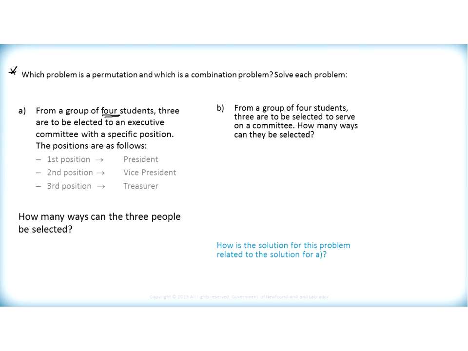Well, is order important? First question you need to ask yourself. And the answer is yes, order is important. Because if you choose someone for president, you can't choose them for vice president. So order is important. And if order is important, it's a permutation.